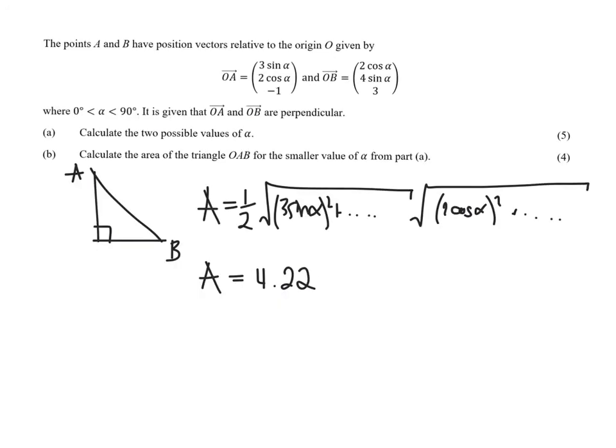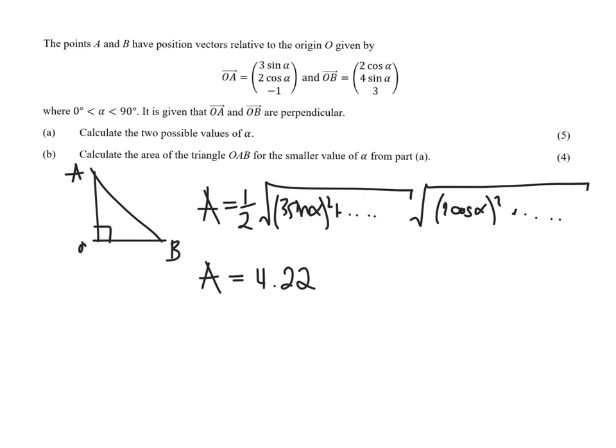So for part B, we have just a really nice bit of almost GCSE maths at this point. Our triangle OAB is right angled because we know that the vectors OA and OB are perpendicular to one another. So we're just using a half base times height here, where we need our base and our height to be the lengths of those vectors. Well, we'll do that with the magnitude. You could do that algebraically, as I've done, and then substitute in your value of alpha.